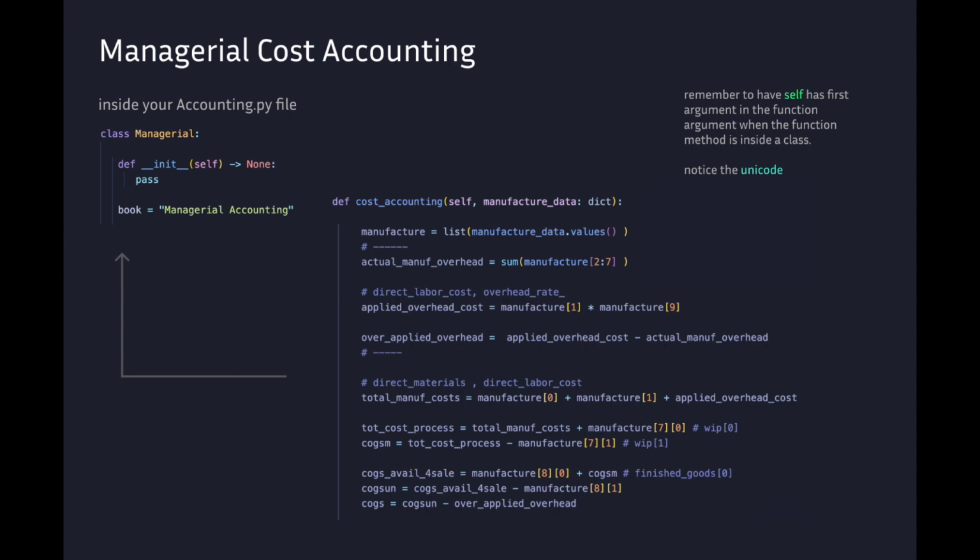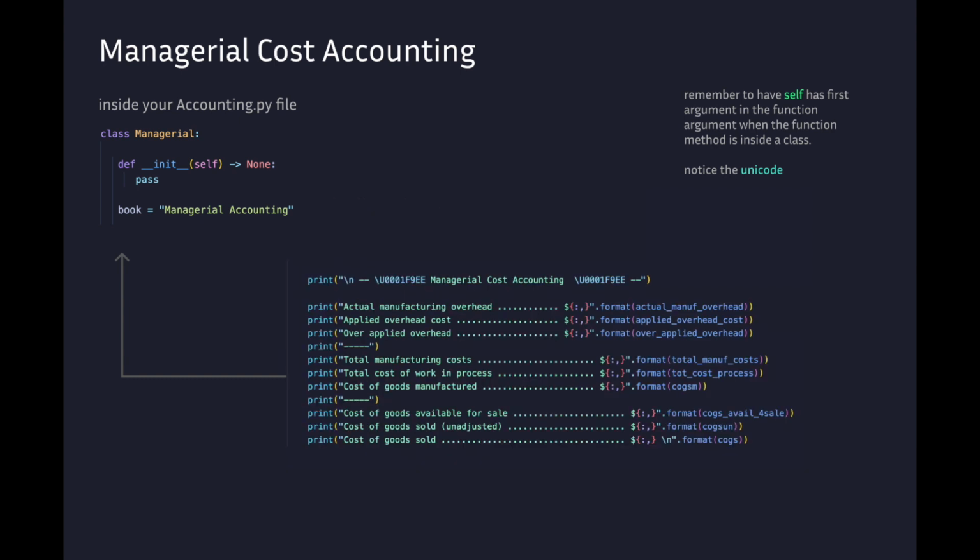COGSUN variable is COGS available for sale subtract manufacture index 8 index 1. COGS variable is COGSUN subtract over applied overhead. Then we print this information.